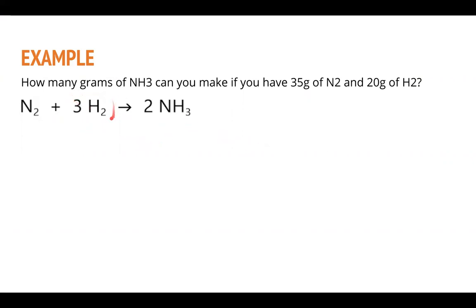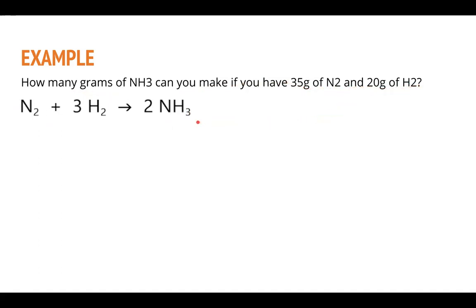Dinitrogen plus 3 dihydrogen is going to be 2 ammonia. Not to be confused with ammonium, which has 4 hydrogens. Anyways, the question is, how many grams of NH3 can you make if you have 35 grams of N2 and 20 grams of H2?